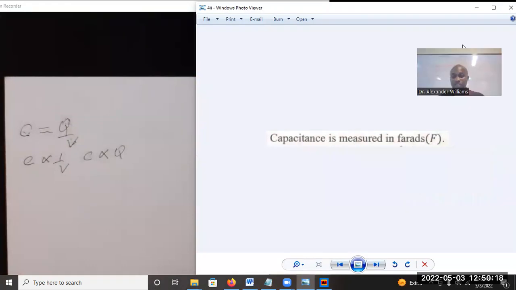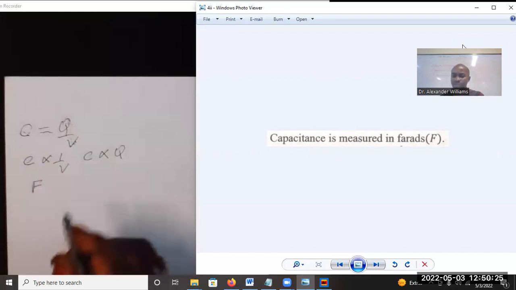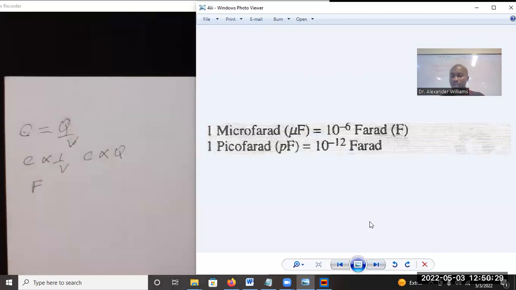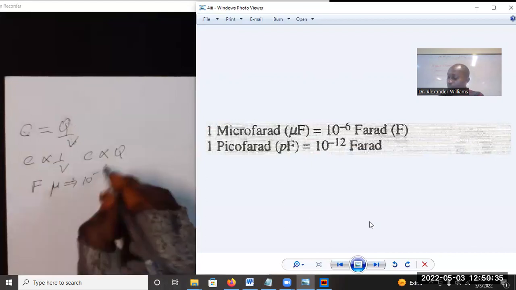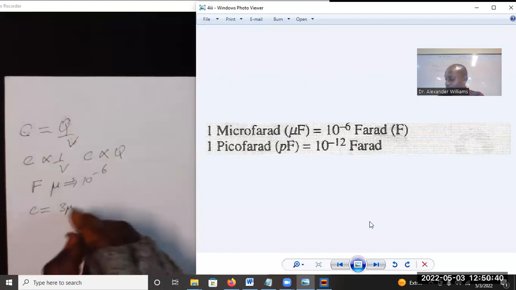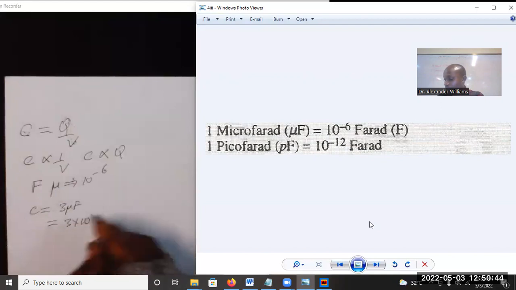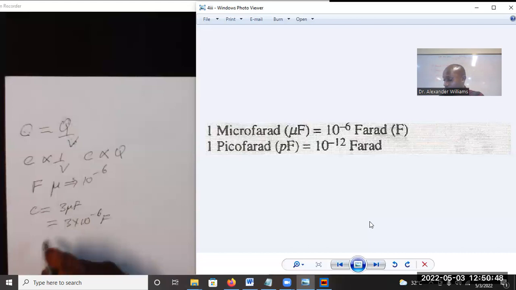Capacitance is measured in farad. That is the SI unit. We have other units such as microfarad. The symbol micro signifies 10 raised to the minus 6. For example, if you have a capacitance of 3 microfarad, it means that this is 3 times 10 raised to the minus 6 farad. Then we also have another unit known as picofarad.